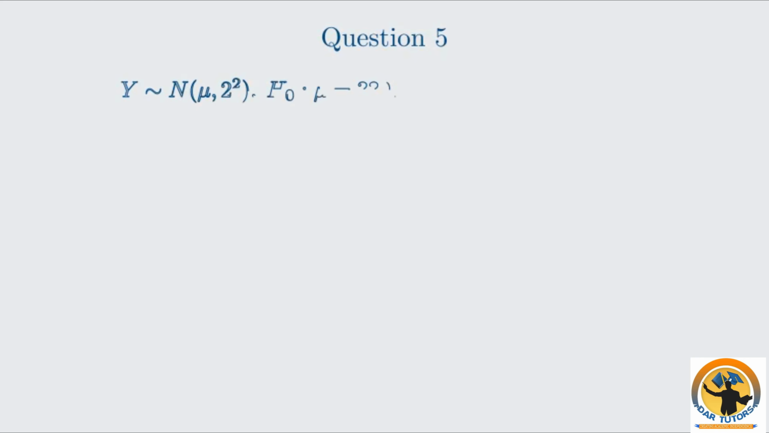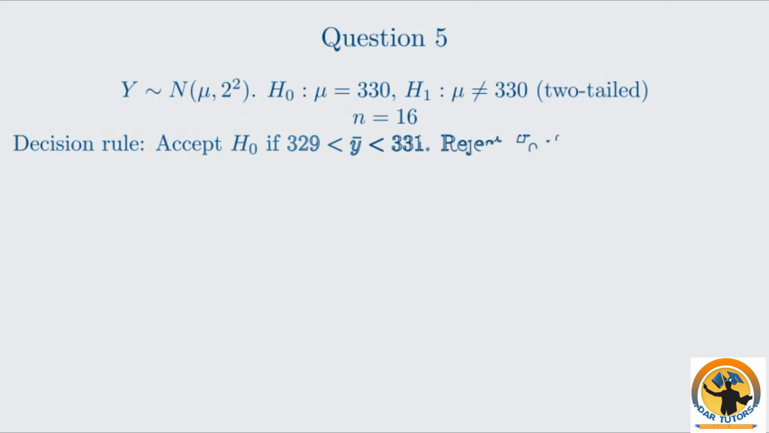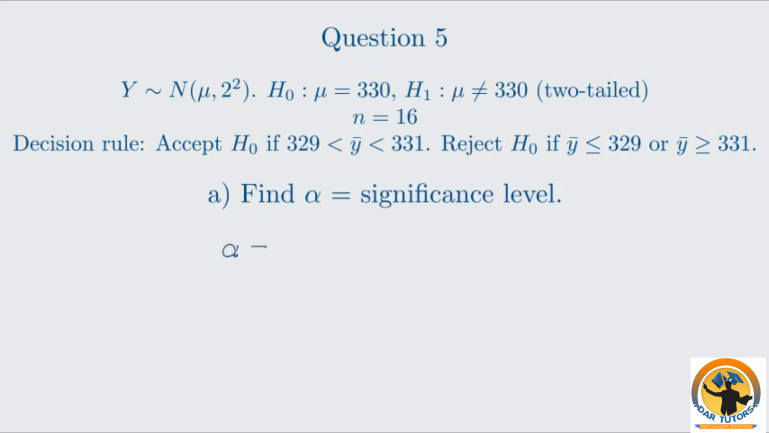Finally, question 5 revisits the fizzy drink machine. The volume Y is normally distributed with mean mu and standard deviation 2. We test H naught: mu equals 330 against the two-tailed alternative H1: mu is not 330. A sample of 16 cans is taken. The machine is accepted if the sample mean Y bar is between 329 and 331. Otherwise, it's rejected.